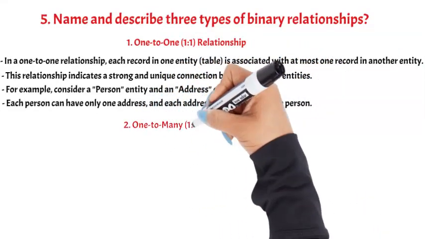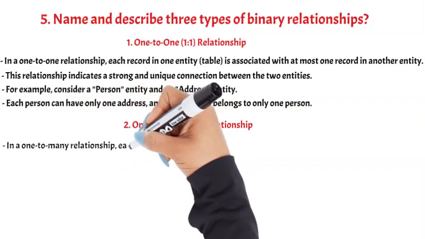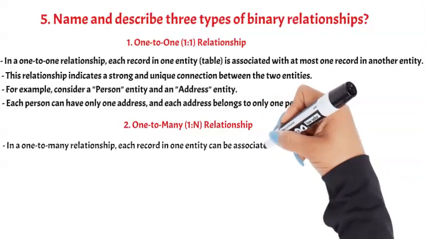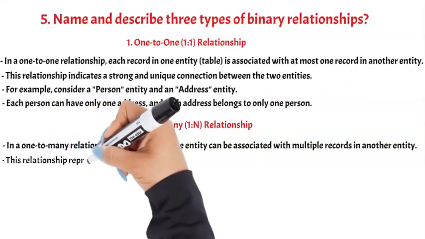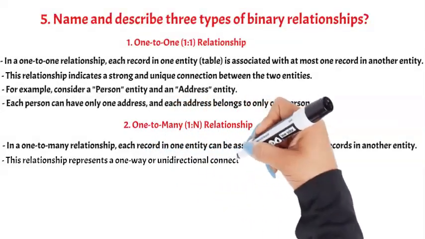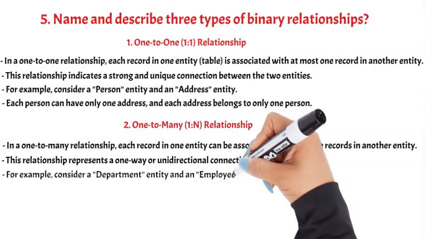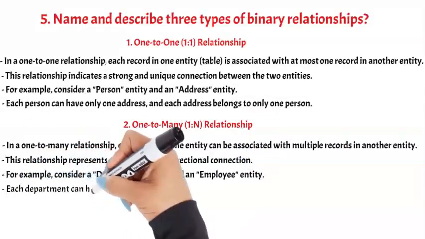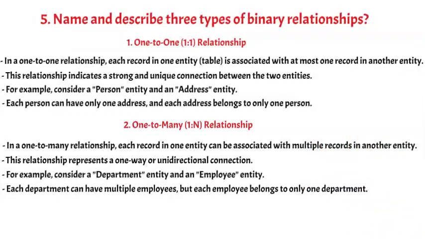2. One-to-many relationship. In a one-to-many relationship, each record in one entity can be associated with multiple records in another entity. This relationship represents a one-way or unidirectional connection. For example, consider a department entity and an employee entity. Each department can have multiple employees, but each employee belongs to only one department.